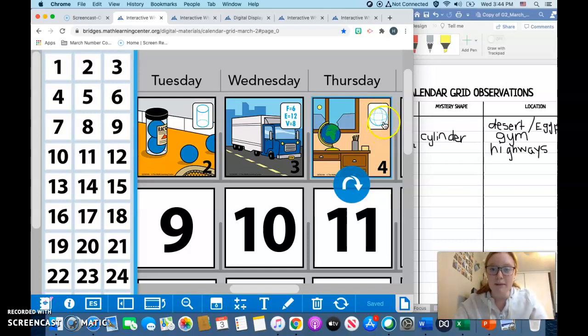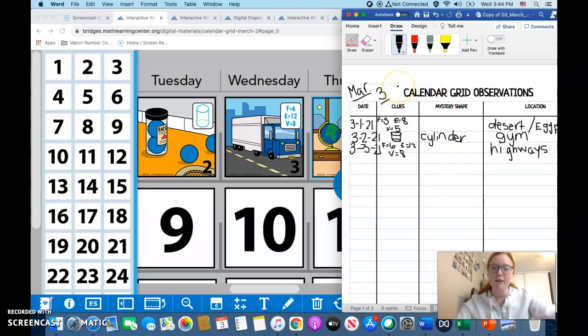So they told us what our mystery shape is today, just like they told us our cylinder shape here on Tuesday the 2nd. So we are going to update our calendar grid observation I have right here. So again, it is the 3rd month, so I do a 3. It is the 4th of March. And it is 2021. Awesome.